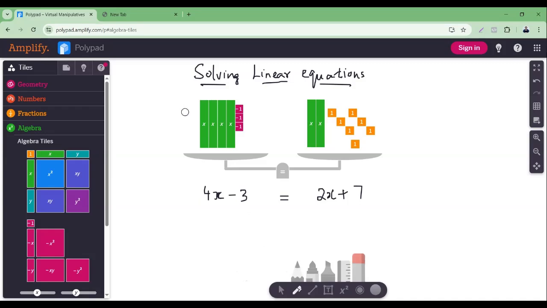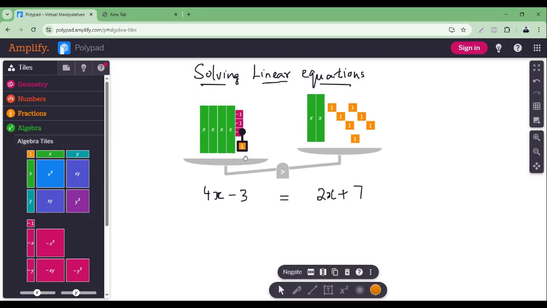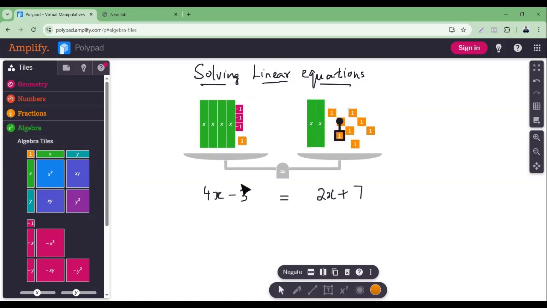As of now, x is there in both the sides. How can I balance it? If you remember how weighing scales work, if I put in something, let's say I'm putting in this plus 1 on one side, I should put a plus 1 on this side also. Then it will get balanced.